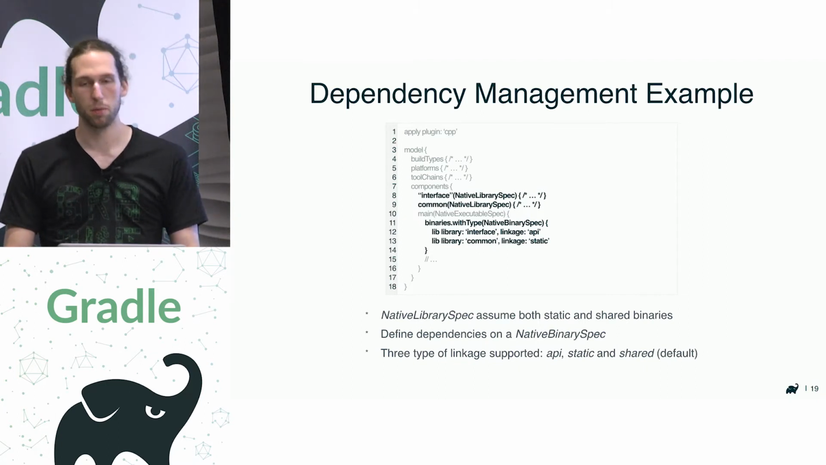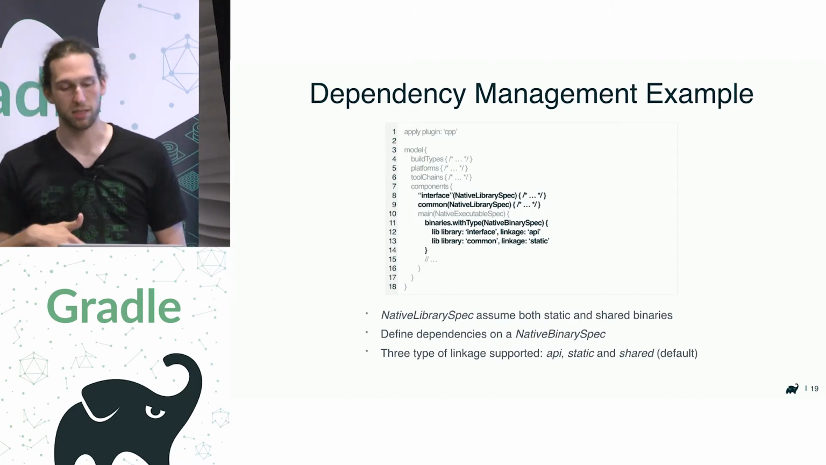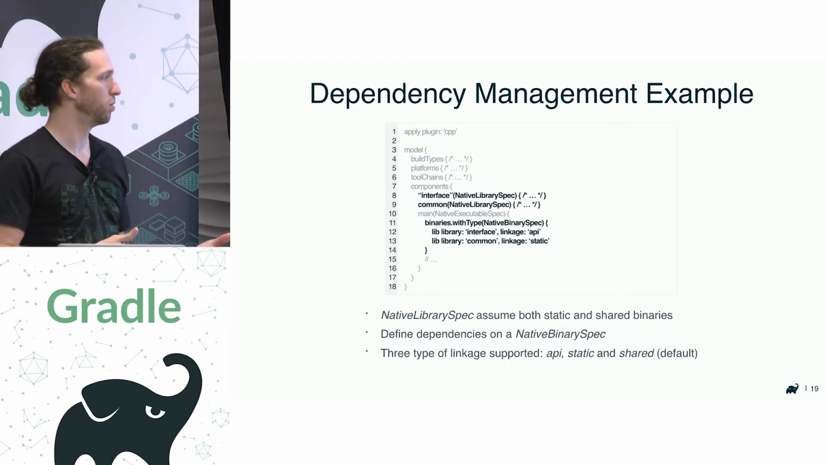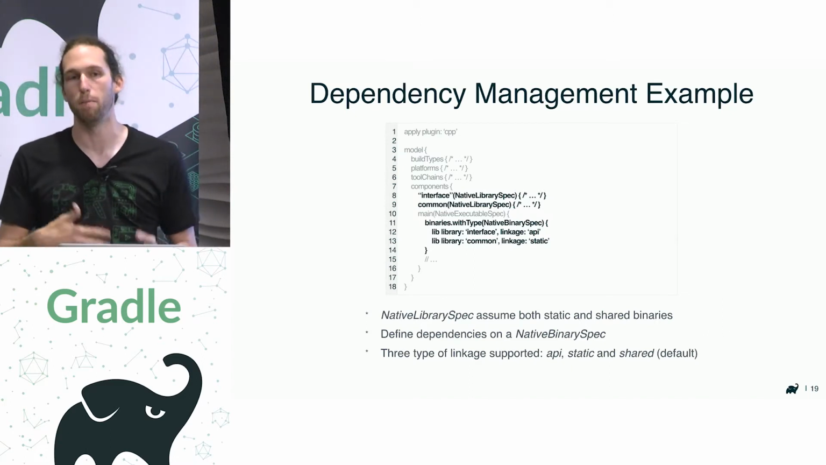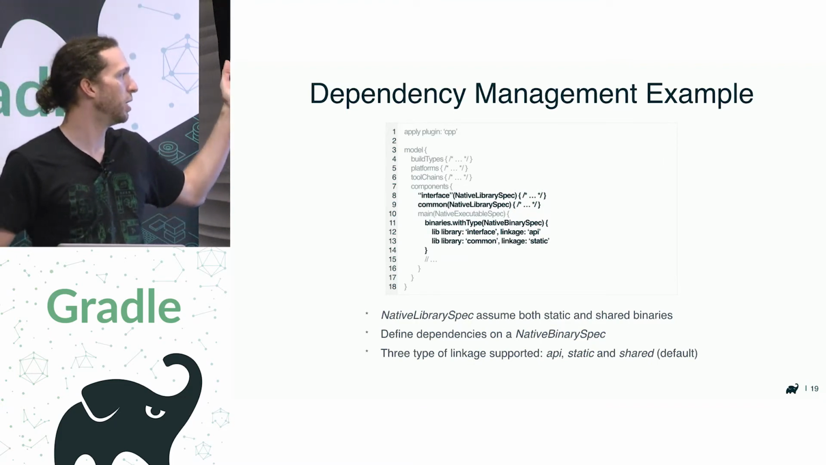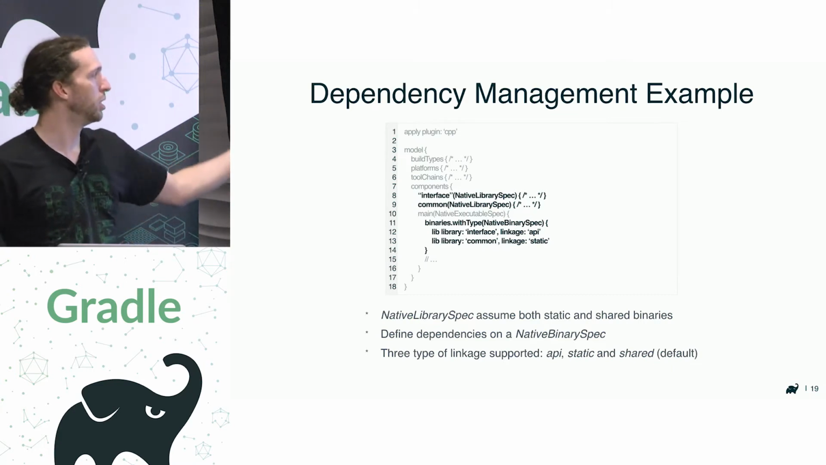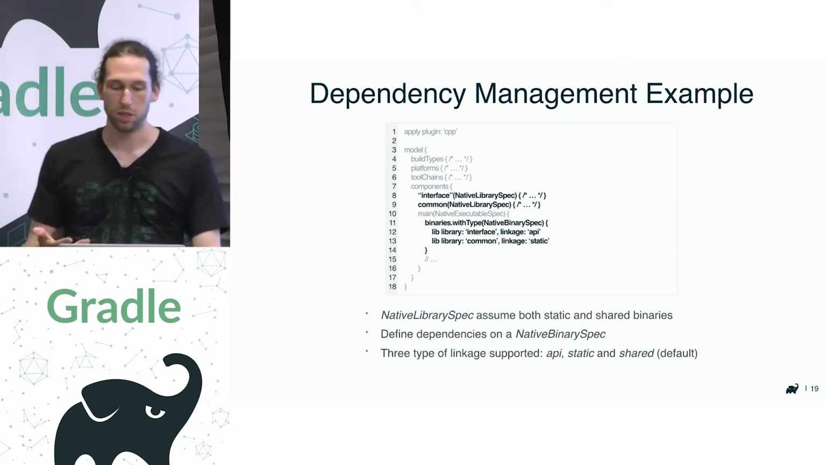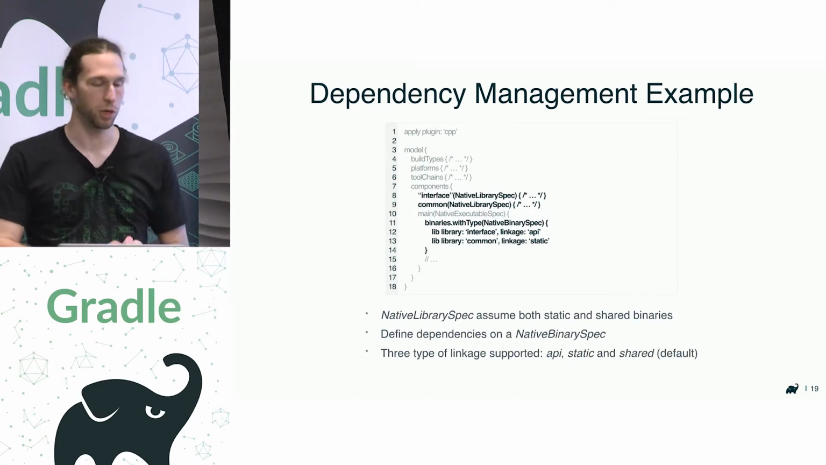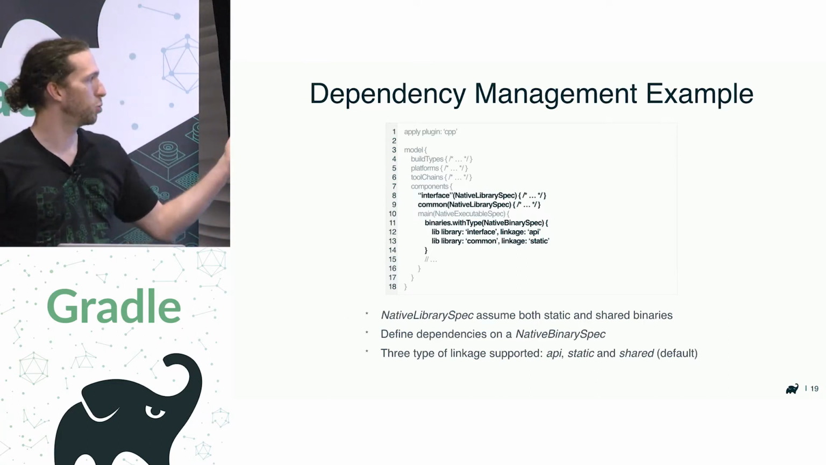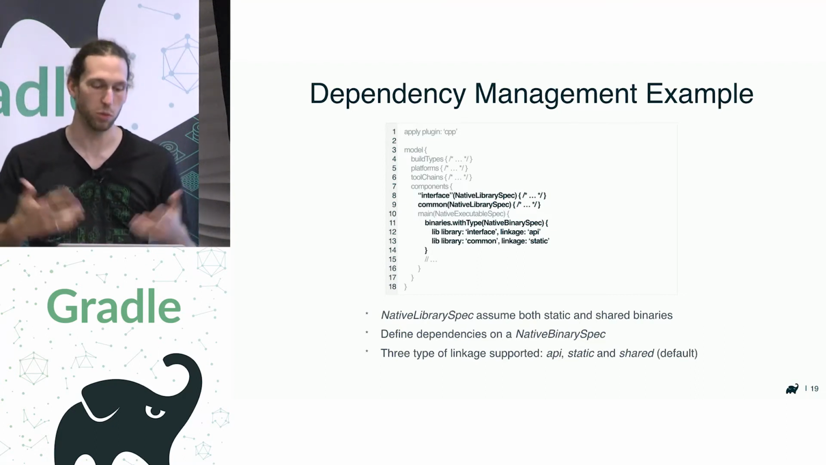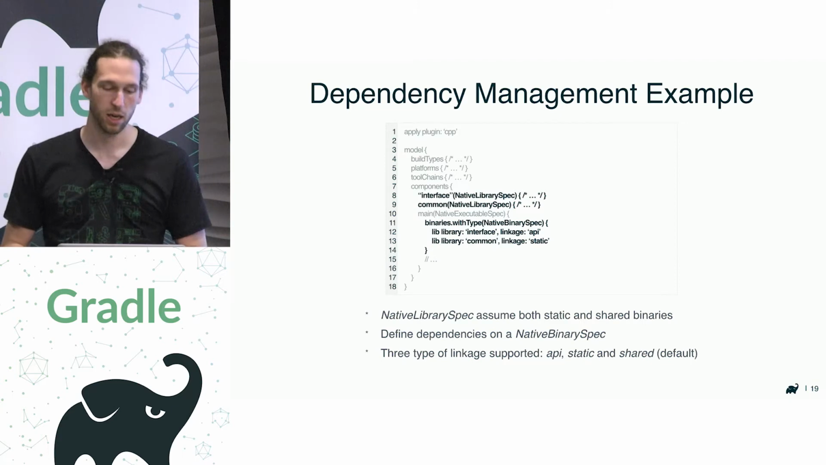Both of those libraries will generate a static library and a shared library. The dependency on your project is defined on the binary itself. So in this case, on the main component, the executable, we're going to say the binary we want depends on the libs and the common. And then notice the linkage. The linkage is what we are going to consume from those components. The first one is linkage API, so we're going to consume the header during compilation. For everything that's pre-processing, we need the header, so we get the header from the API, the interface.